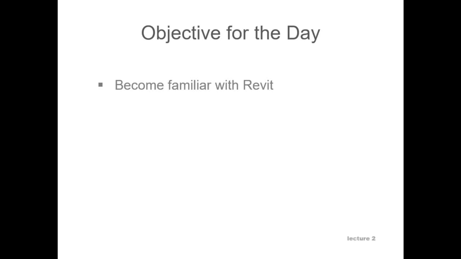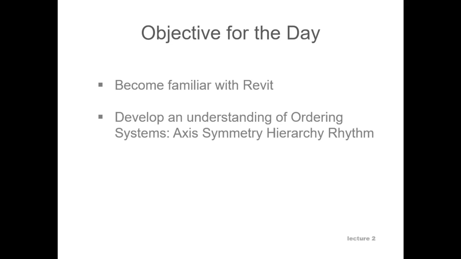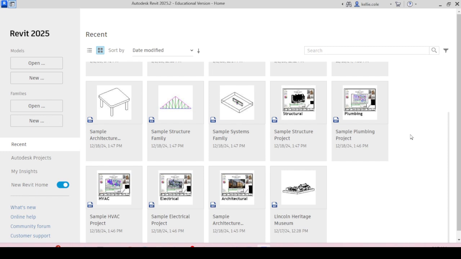We have completed the course introduction, and now we are going to open the program Revit. After we open the program, we're going to work on a project where you will understand ordering systems, axis, symmetry, hierarchy, and rhythm. Once Revit opens, we are going to start a new model.